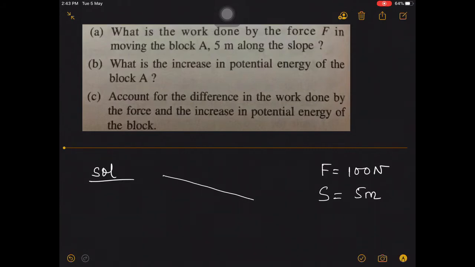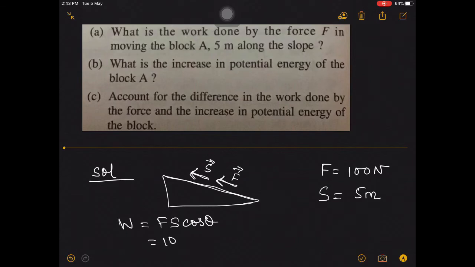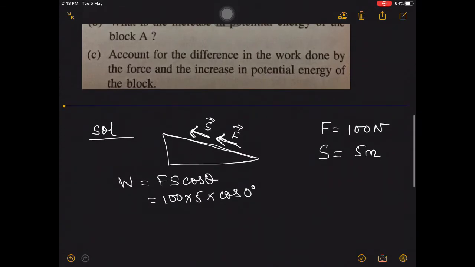See, in the first part of the question, this is my slope. Force is applied in this direction, as well as my displacement is also in this direction. So both the vectors are along the same direction. So how much will be the work done? I will write here Fs cos theta. Force is 100, displacement is 5 into cos theta. How much is the angle between force vector and displacement vector? They are parallel here, so the angle is 0 degree. So work done is 500 joule in this case. This is my first answer.